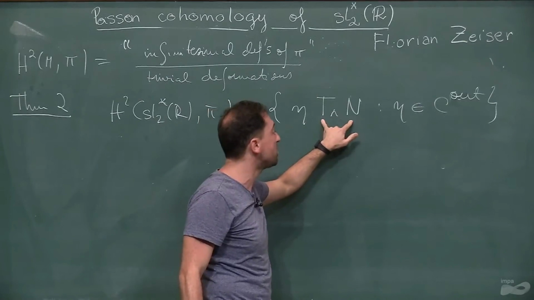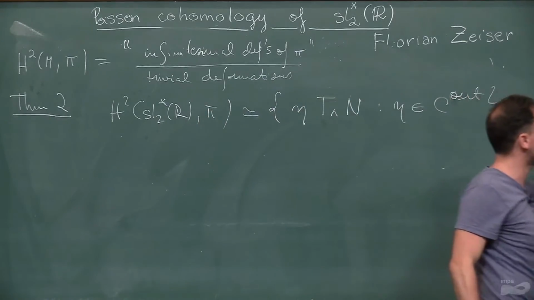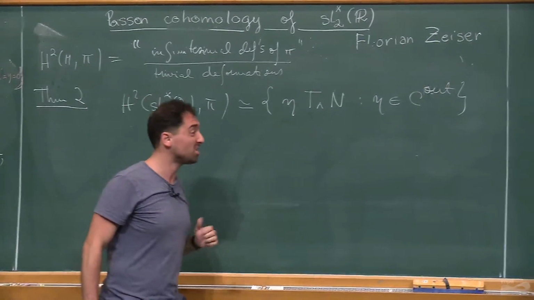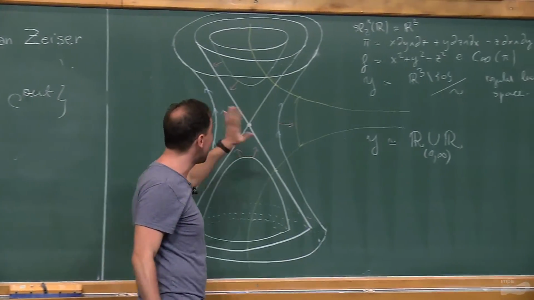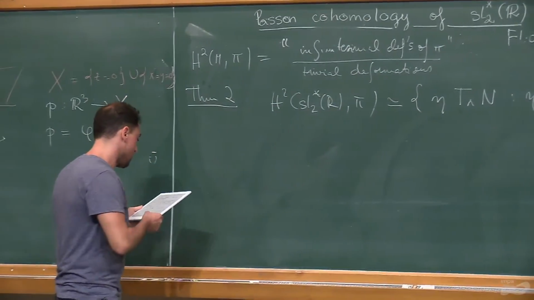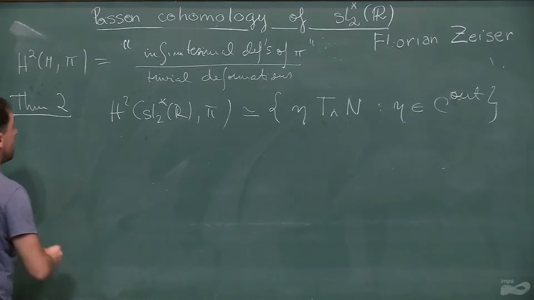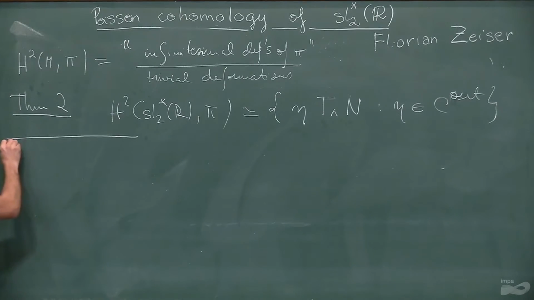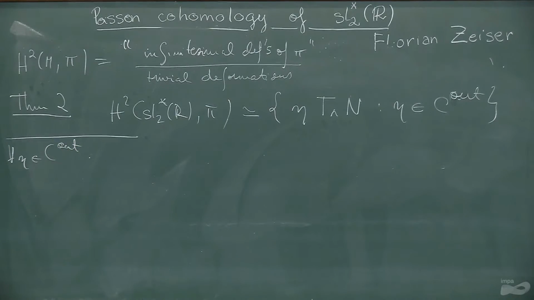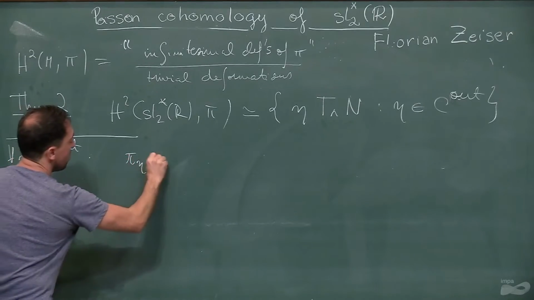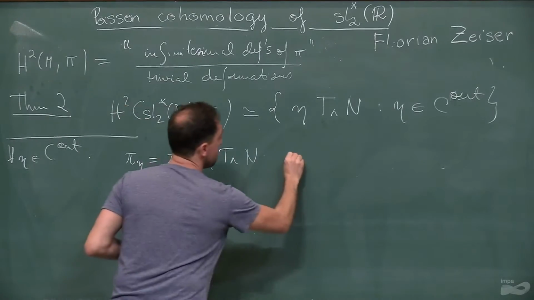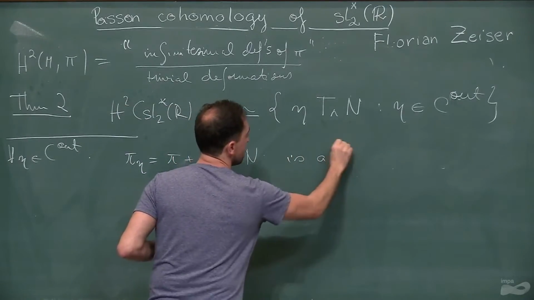Again, this T wedge N is a bivector field which is not smooth on the cone, but once you hit it with such a Casimir function, it becomes smooth. Right? So all these infinitesimal deformations happen only outside of the cone. And what happens is that they are all Poisson structures. So for every eta, one of these Casimir functions which is supported outside, pi eta, which is pi plus eta T wedge N, is a Poisson structure.